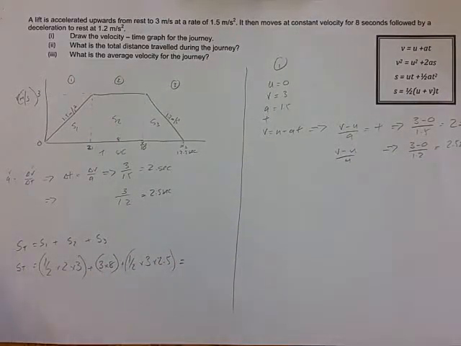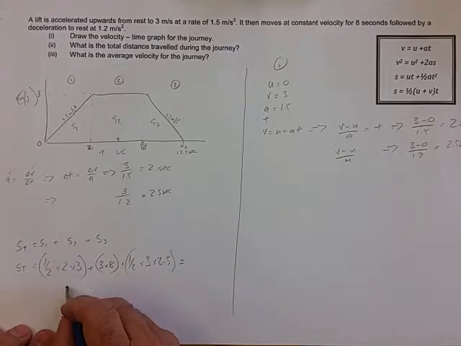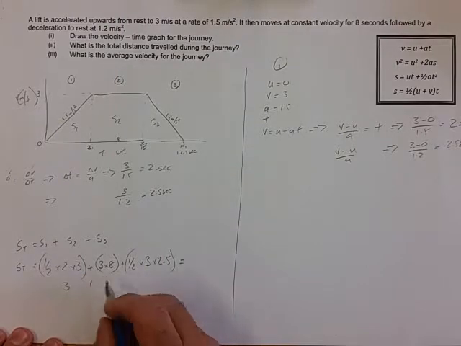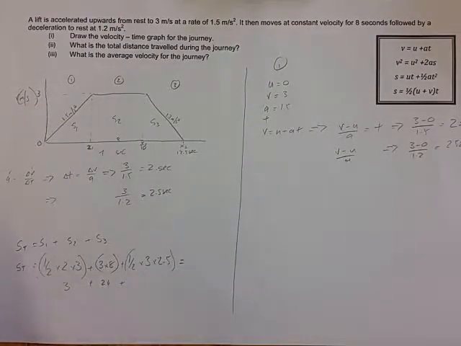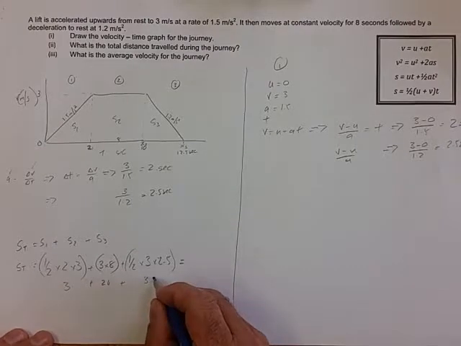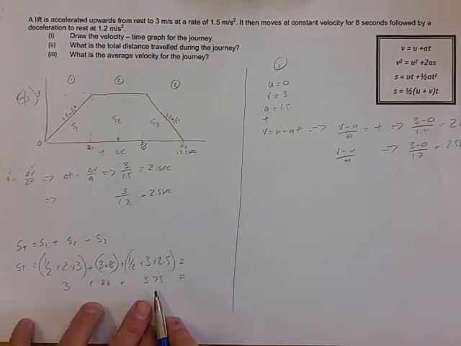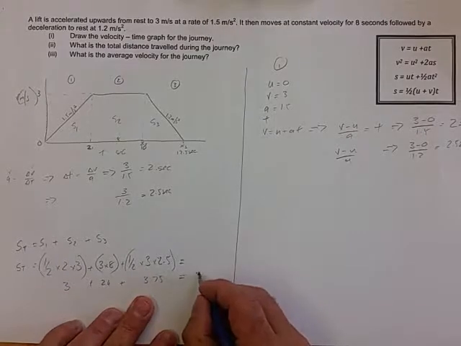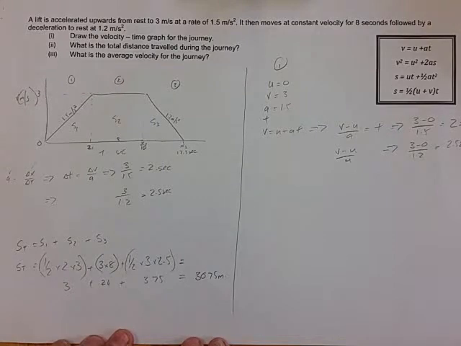And that gives a total answer of, well, half times 2 times 3 is 3, plus 3 times 8 is 24, plus, I'm going to have to do this part on the calculator, 0.5 times 3 times 2.5 equals 3.75. So our total distance is 3, 24 is 27, 3.75 is 30.75 metres.